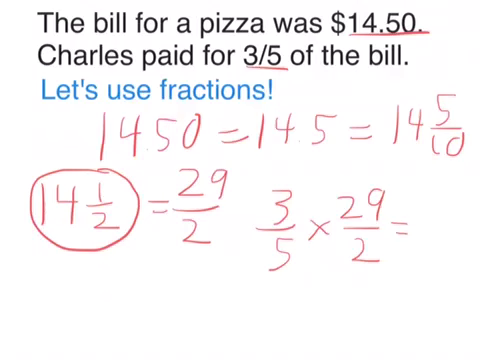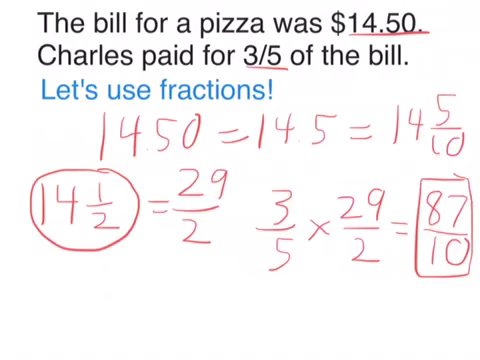3/5 times 29 halves. Now, I know that many of us might not know the answer to these math problems off the top of our head, but we're just doing 3/5 times 14.50. That's all this is, 3/5 times 14.50. It's just that we've turned our 14.50 into this improper fraction. So 3 times 29 is 87. Oh boy, 87. And 5 times 2 is 10. So that's one way of thinking about the answer.